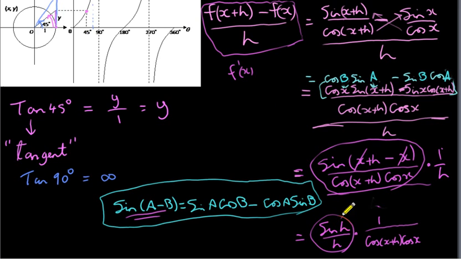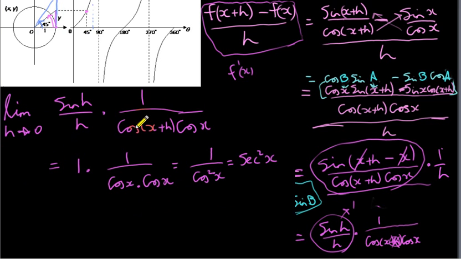This thing will tend to 1. And here h will go to 0. So this h will go to 0. So we end up with 1 over cos x times cos x, or 1 over cos x squared. So I've written it up here. So this goes to 1, as I said already, as h goes to 0. That's a standard limit. As h goes to 0, we end up with 1 over cos x times cos x. Cos x times cos x is written like this, cos squared x.